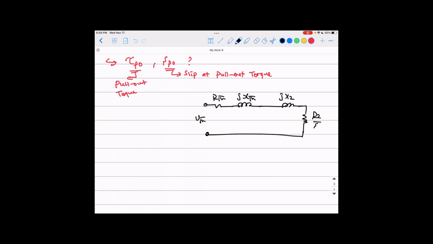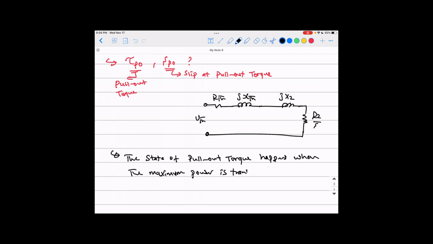the pull-out torque can be just translated here. The state of pull-out torque happens when the maximum power is transferred to the rotor side. Okay, it's physics, it's just how much torque.